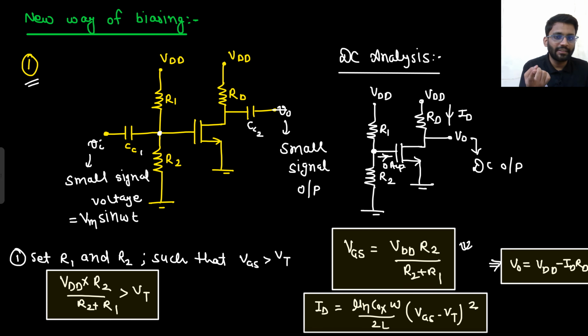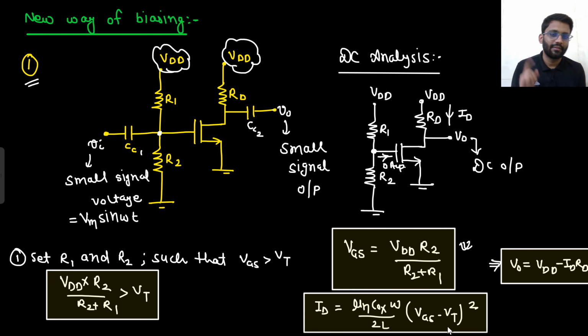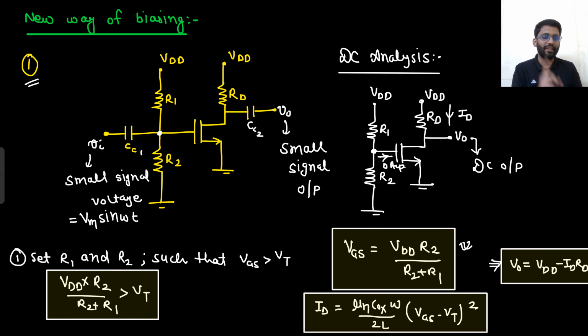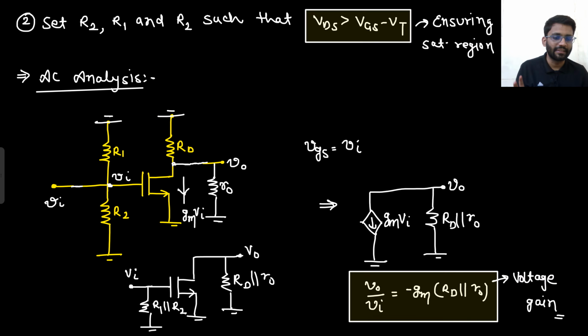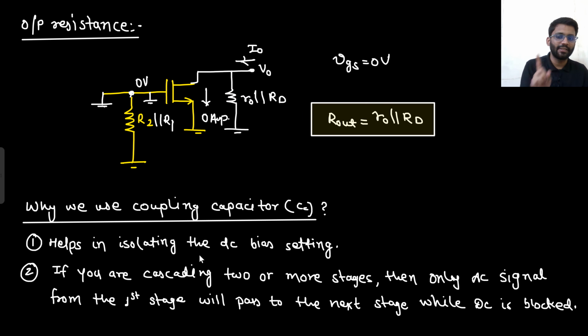And from where will the DC part come? Your DC part will come from the supply. So it helps in isolating the DC supply setting. So this is what we have written, helps in isolating the DC bias setting. And if you are cascading two or more stages, then only the AC signal from the first stage will pass to the next stage, while DC is blocked.